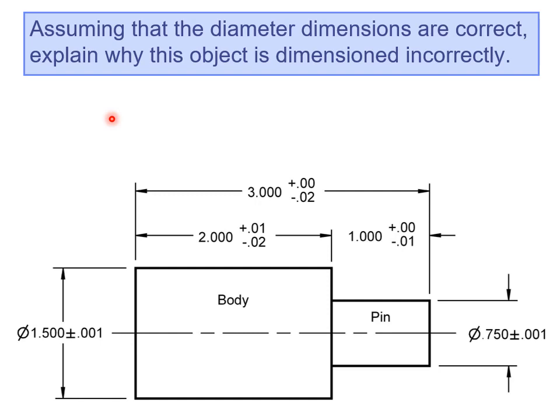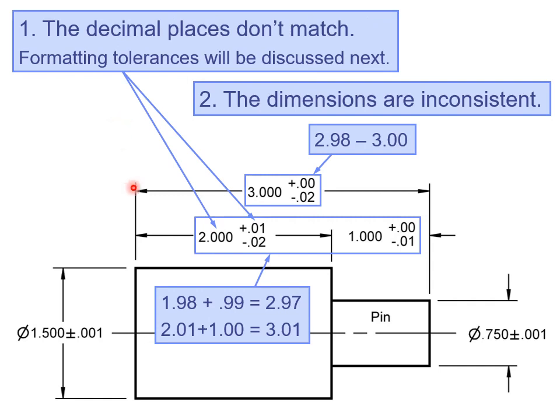Okay, let's take a look at this example. This is not covered in your homework, but it's good practice for dimensioning correctly. Assuming that the diameter dimensions are correct, explain why this object is dimensioned incorrectly. Let's go ahead and take a look at the mistakes. So first of all, the decimal places don't match, and this will be covered in the next chapter. If you show 3 decimal places for the basic dimension, then you must also show 3 decimal places in the tolerance. Okay, same thing with this one.